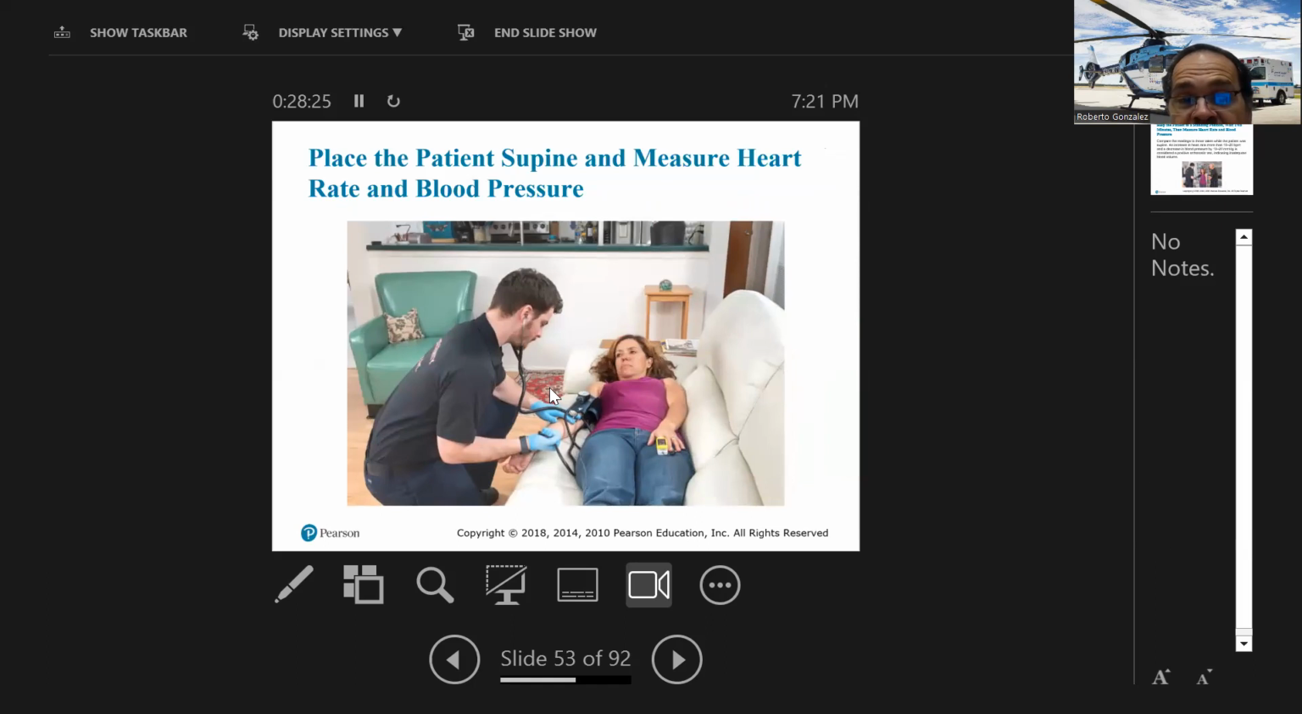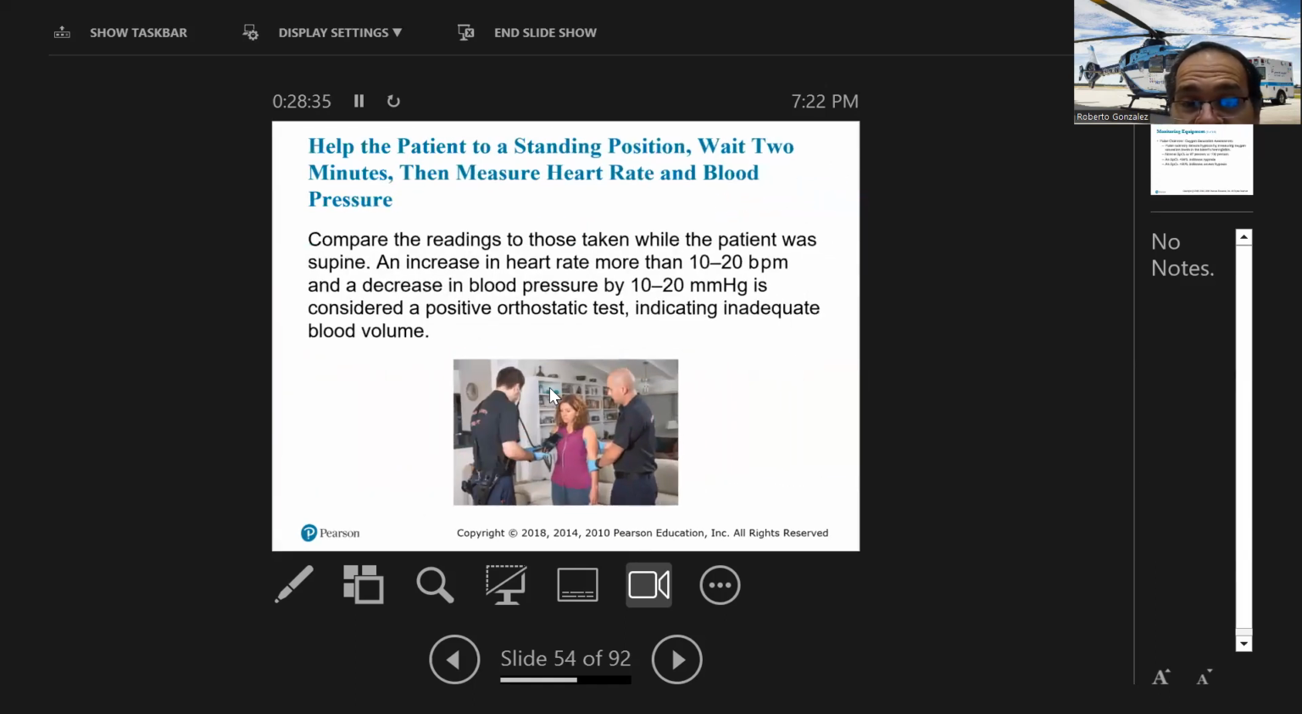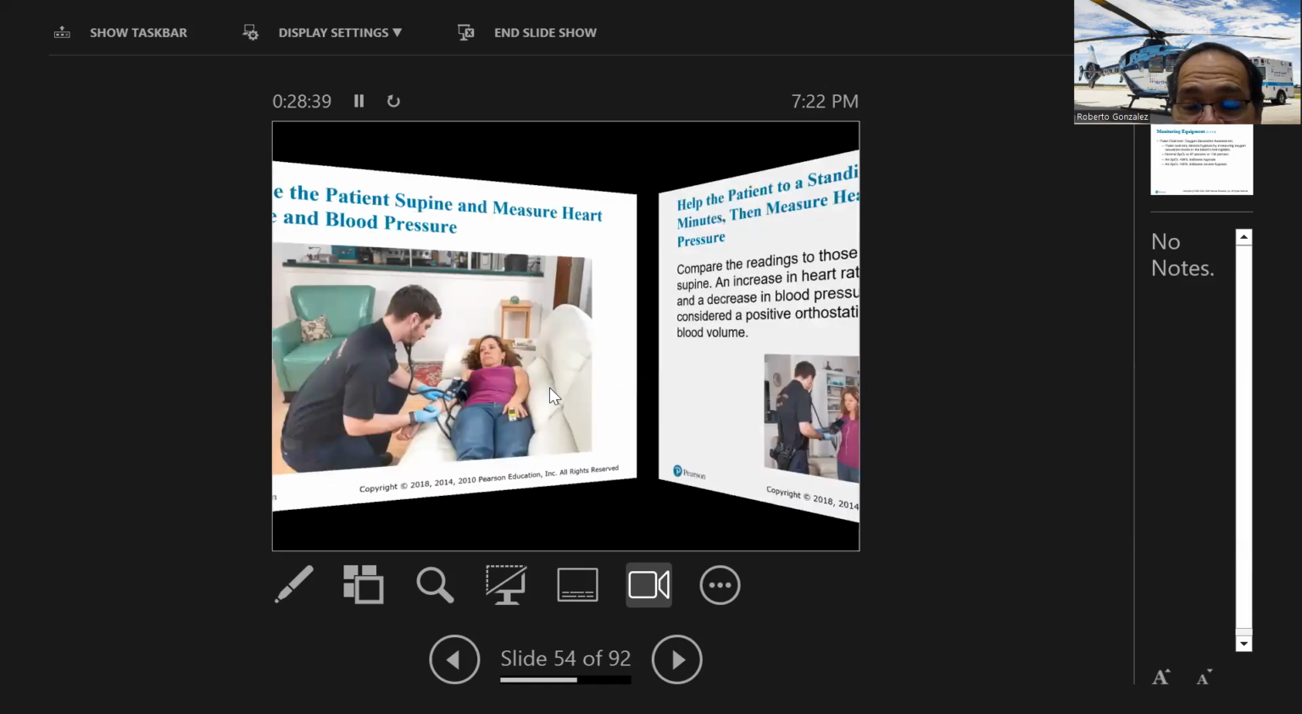Okay, at this point, place the patient supine on the stretcher and take the blood pressure. Then stand him up and do the same thing.